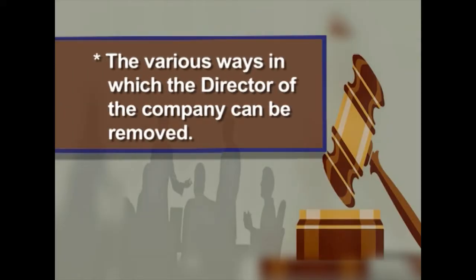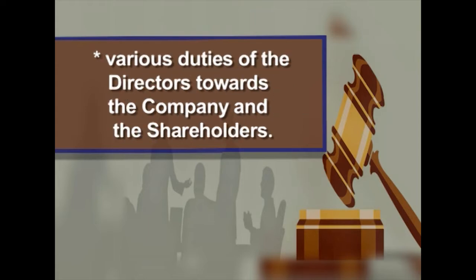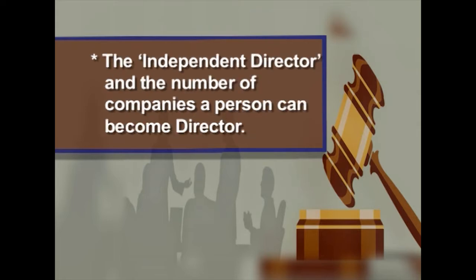Objectives: the various ways in which the director of a company can be removed; the various powers that the directors of a company can exercise. It also explains various duties of the directors towards the company and the shareholders. It also deals with the independent director and the number of companies a person can become director.